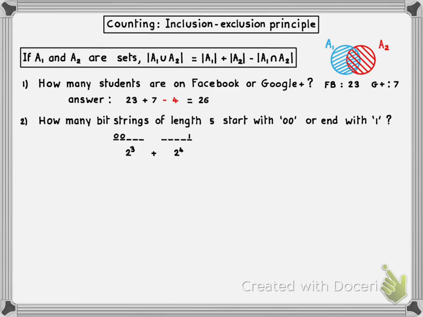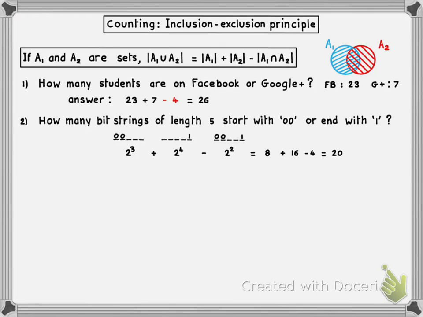You have to use the inclusion-exclusion principle, which means you have to subtract the total number of bit strings that are in both of these categories. So what do these strings look like? Well, they must start with a double zero and they must end with a 1. So how many of those are there? Well, there are 2 unspecified bit positions. You have 2 options for each one of those, so there are 2 to the power 2 of them. So the final answer to this question is 8 plus 16 minus 4, which is 20.